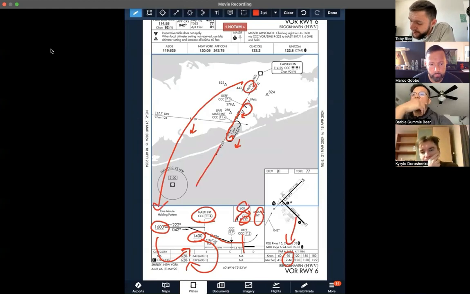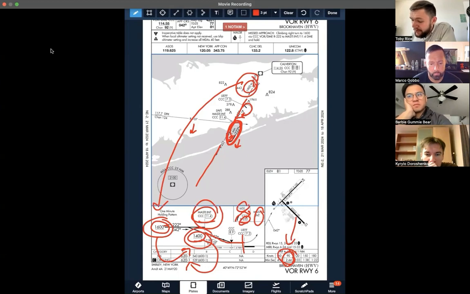222 is this radial here. Fly it to Masty and hold. The difficult part is descending each time and remembering to start your timer and remembering to switch the radial. It's not difficult. It's not complicated necessarily. It's just you have to do these steps here, and you have to do these steps here, and you have to do these steps here.